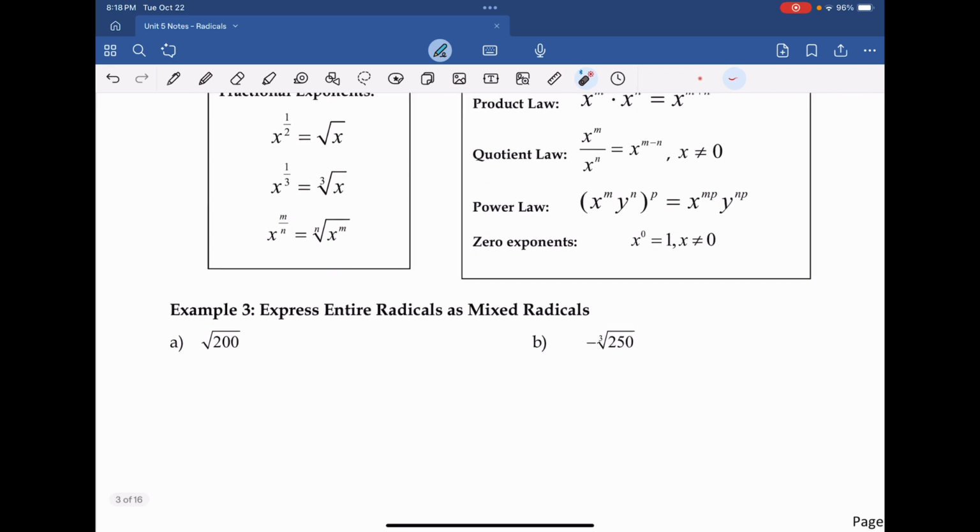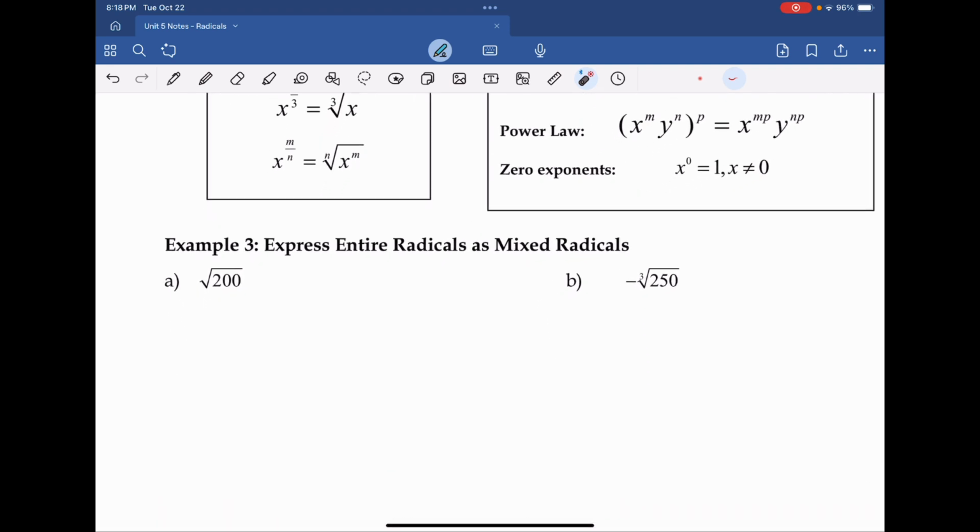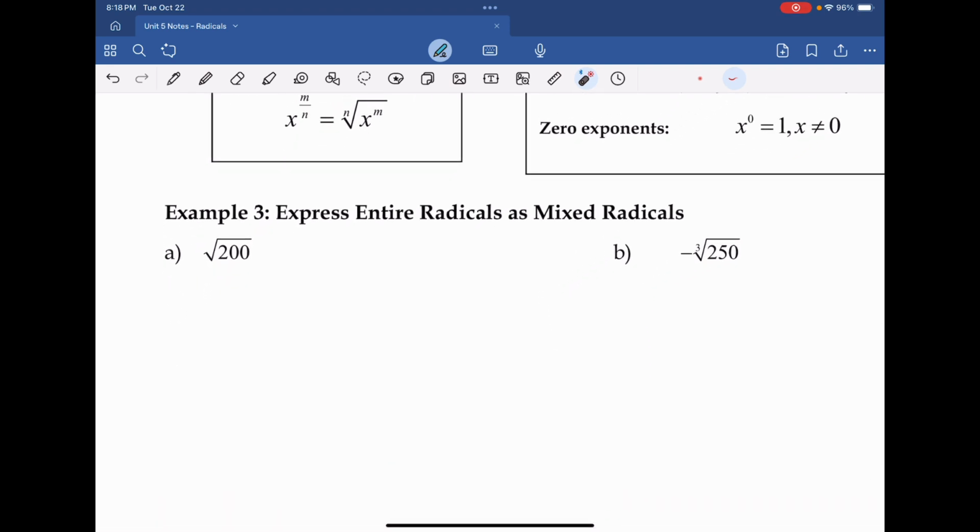Okay, now let's go down and we're going to go in the reverse direction. What if we have an entire radical and we want to make it a mixed radical? Here's what I'm going to recommend you do. I'm going to recommend that in your calculator, you type in y1 is equal to x squared, and in y2, I would like you to type in x cubed.